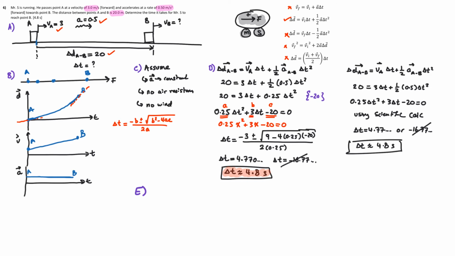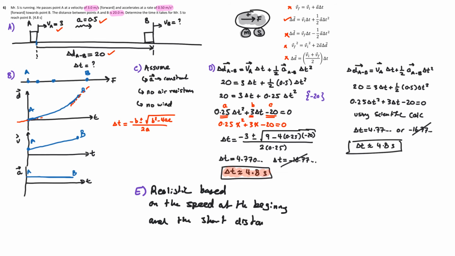That's not an issue. So I'm going to say that this is pretty realistic based on the speeds at the beginning and the short distance. Obviously, if the answer that you got was, let's say, 1,000 seconds, that would be unreasonable. If Mr. S is accelerating at 0.5, he should definitely get to 20 meters a lot faster than that. So keep that in mind.